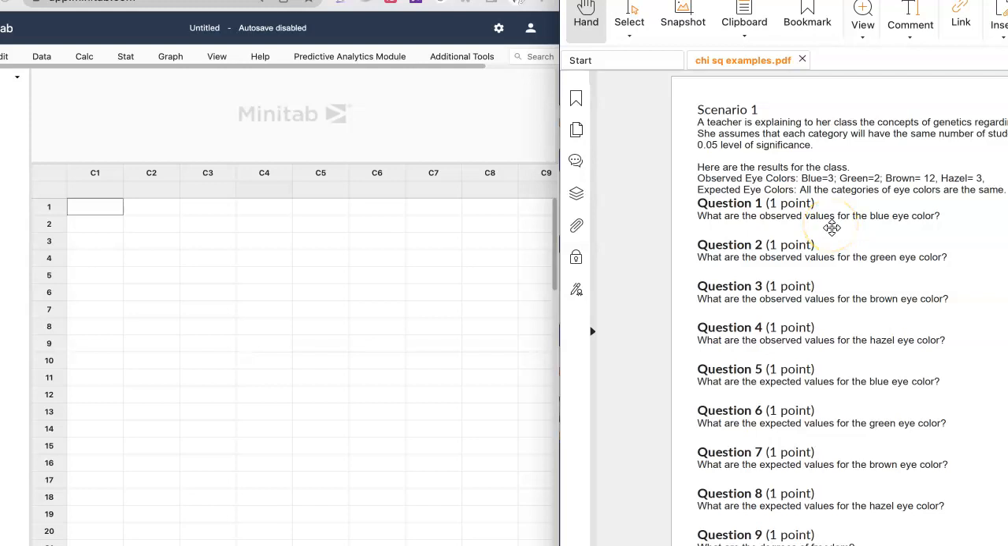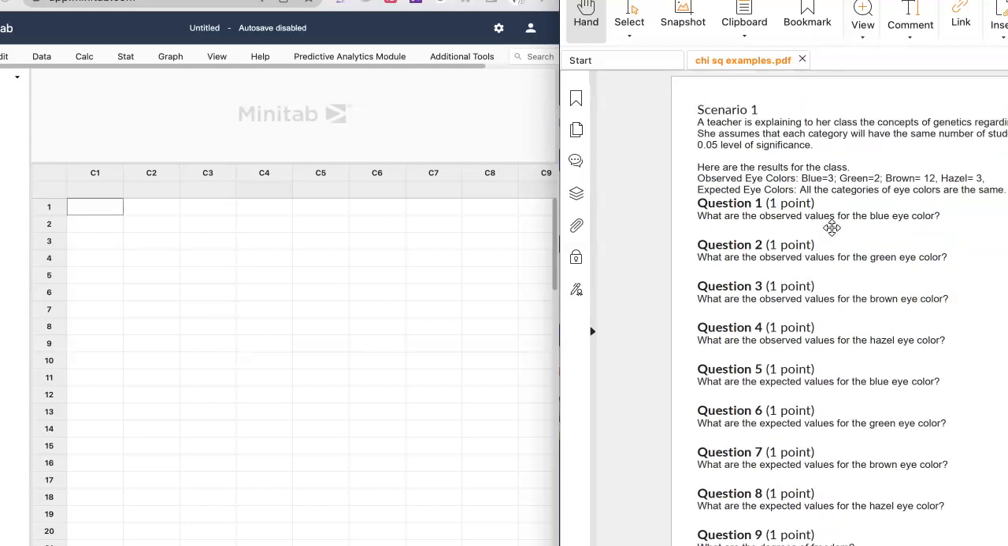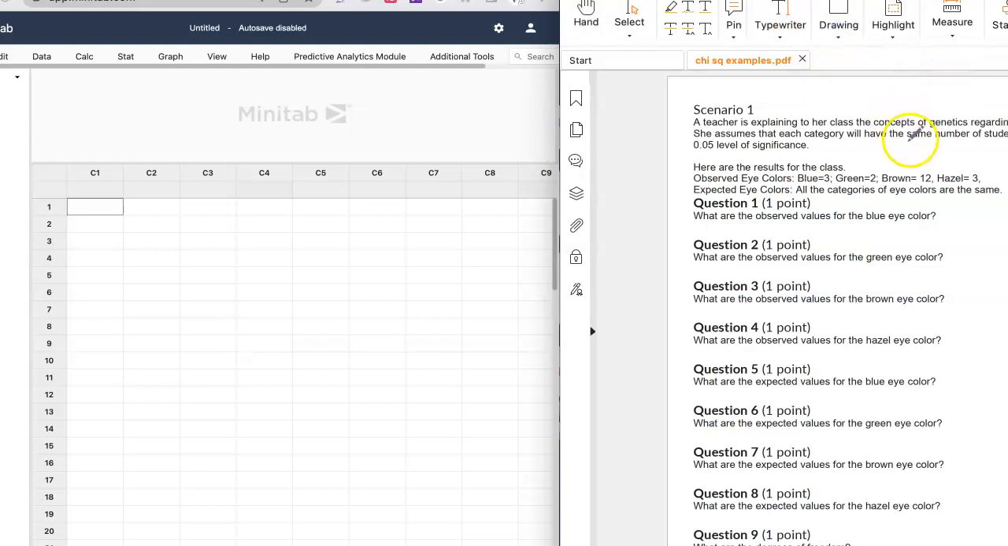Okay, so let's look at some examples from the practice for chi-squared. We basically will always be given three things. A teacher's explaining to her class the concepts of genetics regarding eye color. She assumes that each category will have the same number of students in it. So that's important. We need to know that we'll have the same number of students in each of the categories.